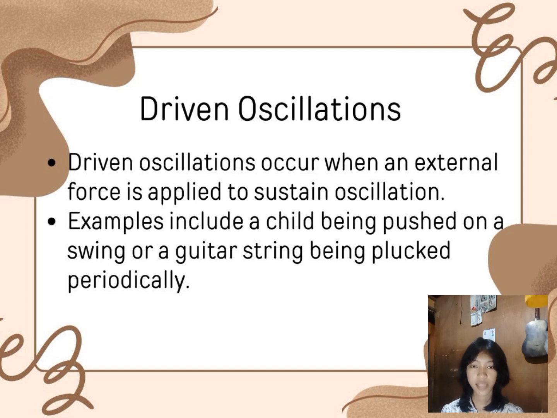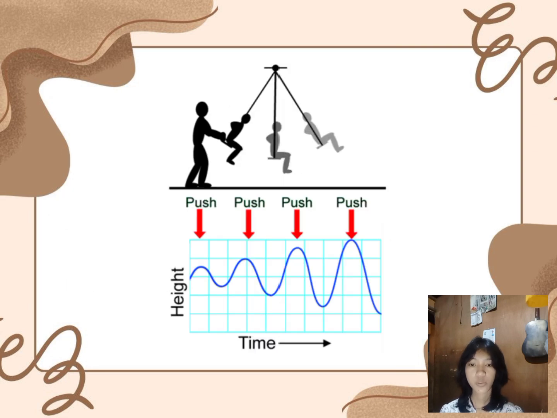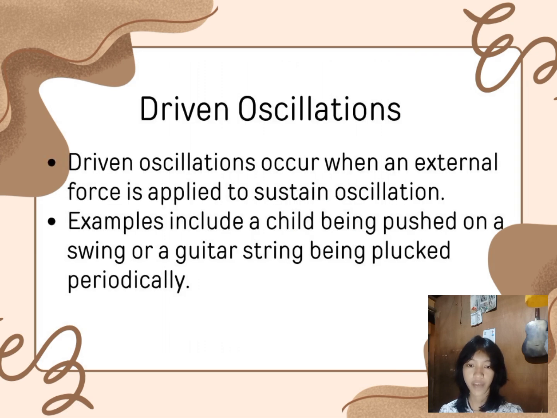Examples include a child being pushed on a swing or a guitar string being plucked periodically. To keep the swing moving, someone needs to give it regular pushes. This periodic push or driving force keeps the oscillation going despite the damping effect. Other examples include a musical instrument string that keeps vibrating when plucked or struck in rhythm, or a circuit where an alternating current sustains the oscillation.